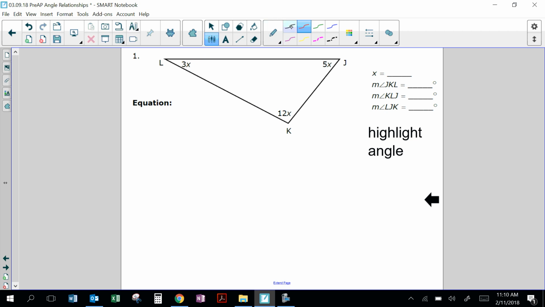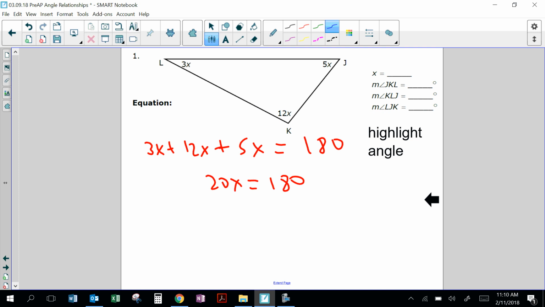So we see 3x, 12x, and 5x. So 3x plus 12x plus 5x. And what is the sum of a triangle? 180 degrees. So if you add up all the terms together of 3x, 12x, and 5x, that is 20x equals 180. We know how to solve a one-step equation. What is the inverse of multiply? Divide. X equals 9. So each x equals 9.